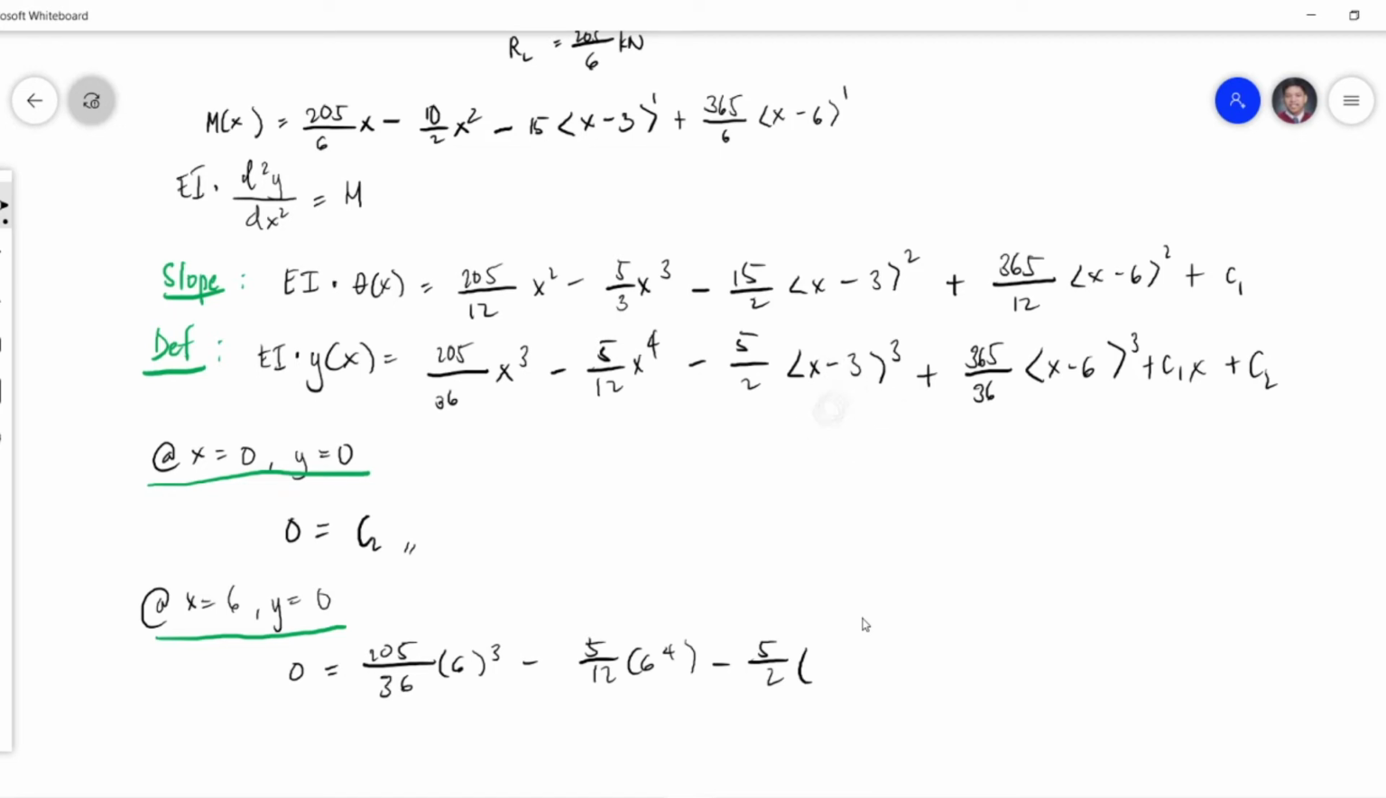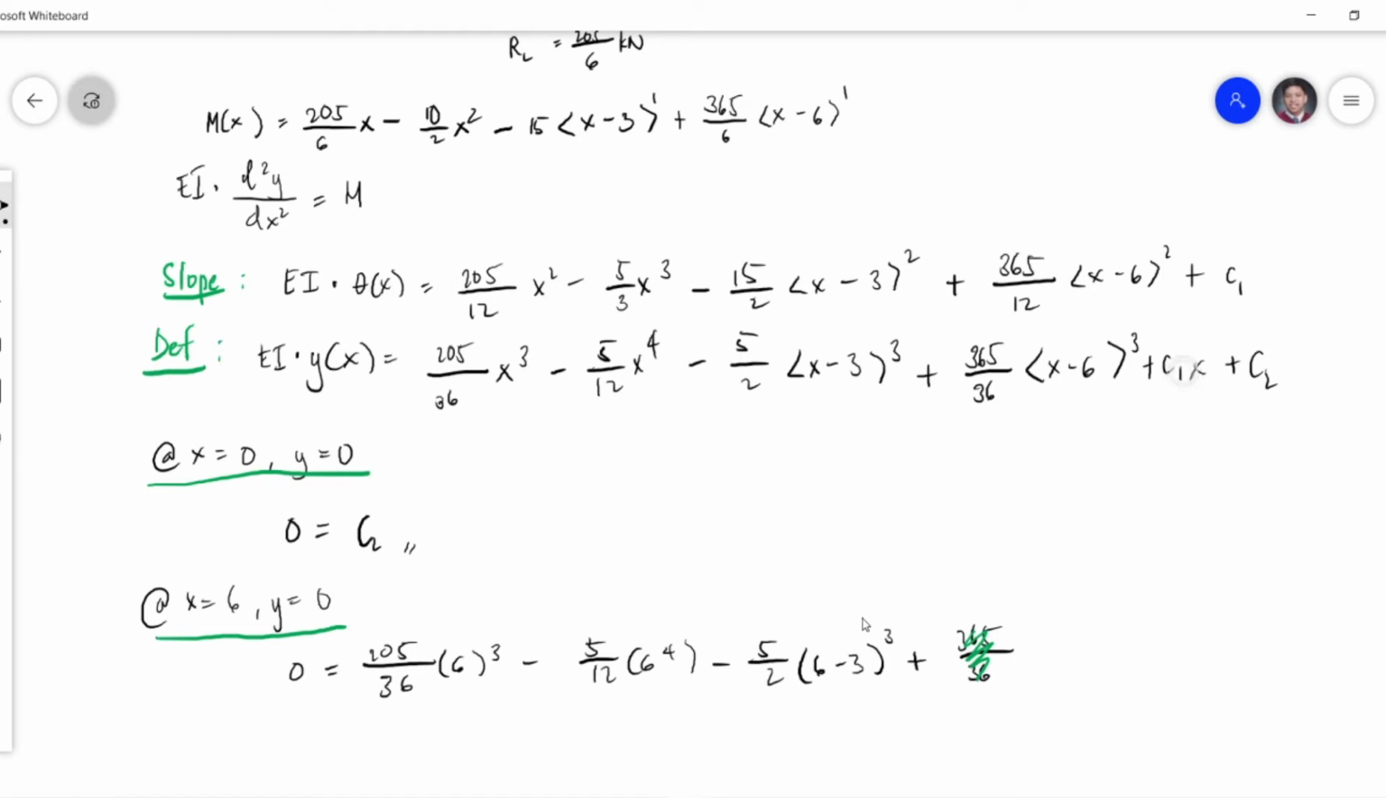So, kokopyahin lang natin yung value niya. 6 minus 3 is 3 lang, no? So, 3 cubed lang yan. Plus 365 over 36. Now, this is 0, no? 6 minus 6 is 0. So, pwede na pala natin i-disregard yan. Burahin na natin yan.